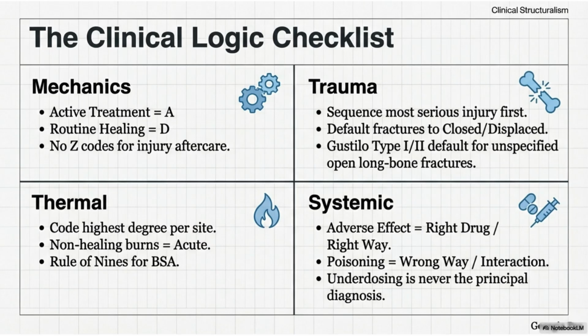In trauma cases, we sequence the most serious injury first, apply the default rules for fractures, and use the Gustilo classification for open long bone fractures when required. And finally, the systemic logic. An adverse effect means the drug was used correctly, poisoning means something went wrong, and underdosing is never assigned as the principal diagnosis. Think of this checklist as your compass, a quick guide to help you navigate Chapter 19 with clarity and confidence.